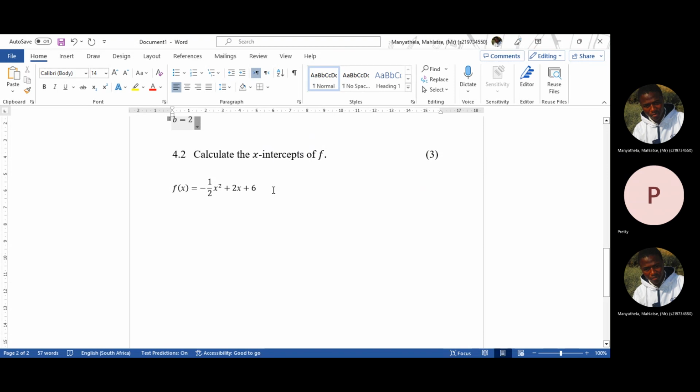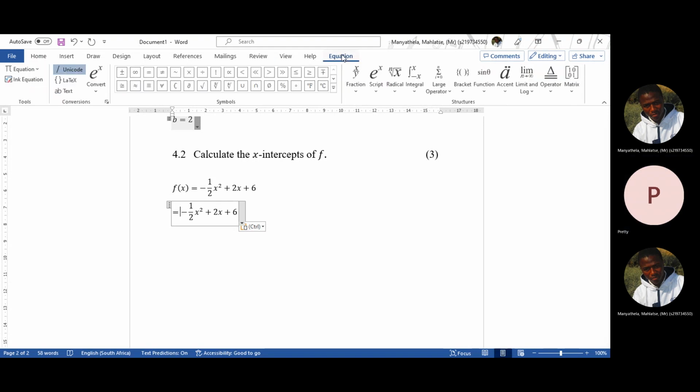Okay, fine. Now we are going to calculate the x-intercepts of this graph. The first thing you can do is multiply the whole equation by negative half to make the coefficient of x squared equal to 1. The coefficient of x squared must be equal to 1. So we'll multiply the whole equation by negative half.